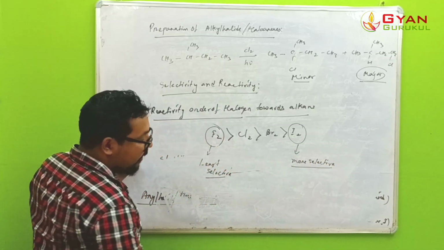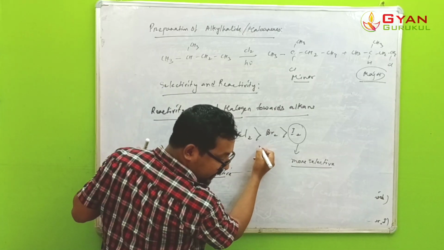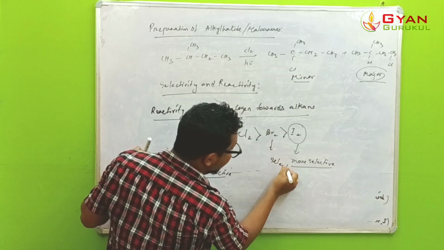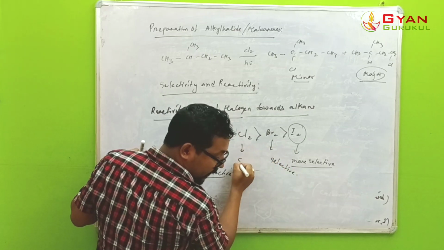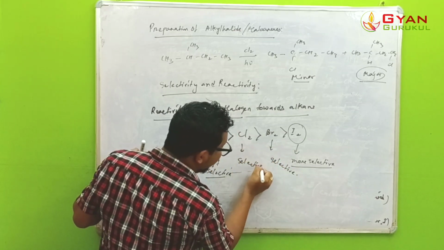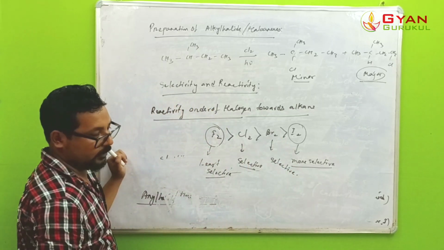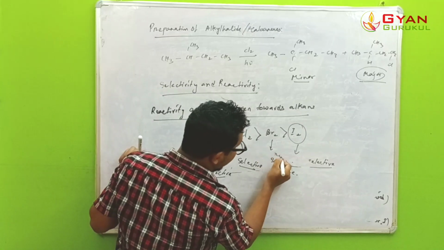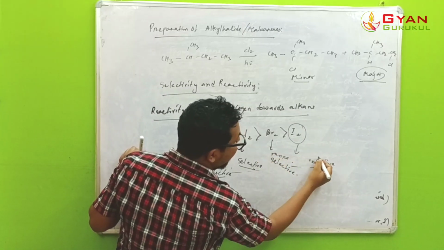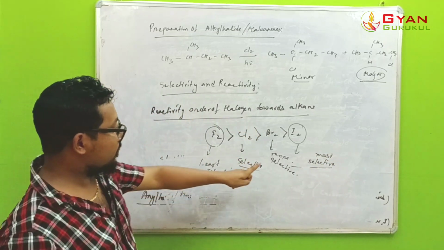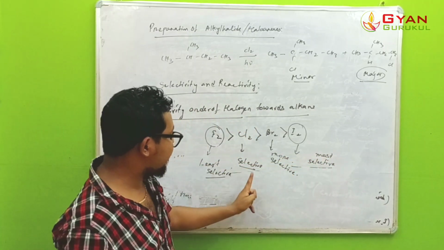Chlorine and bromine are also selective. Bromine is also selective. Chlorine is also selective. But bromine is more selective than chlorine. You can say this is more selective, and this is most selective. This is more selective, this is most selective, this is selective.